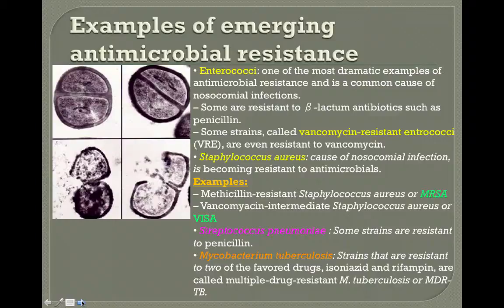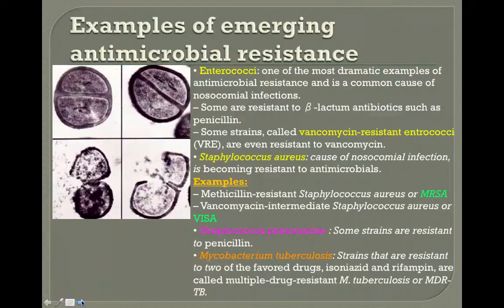Some of them are resistant to the beta-lactam antibiotics like penicillin. Some of them, like vancomycin-resistant enterococci or VRE, are even resistant to vancomycin, which is actually a fairly strong antibiotic. Staph aureus from your skin is a major cause of nosocomial infection, and it is becoming resistant to antimicrobials. At this point, there's high resistance to a lot of antimicrobial drugs. So methicillin-resistant Staph aureus, or MRSA, is one example. Vancomycin intermediate Staph aureus, or what's called VISA.